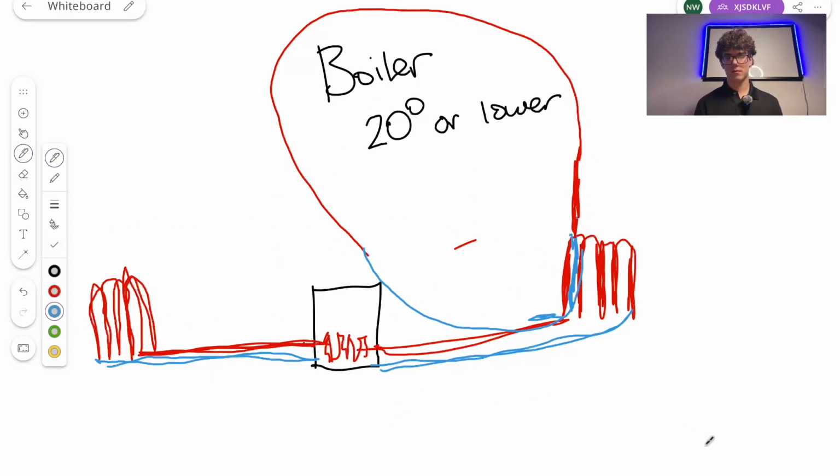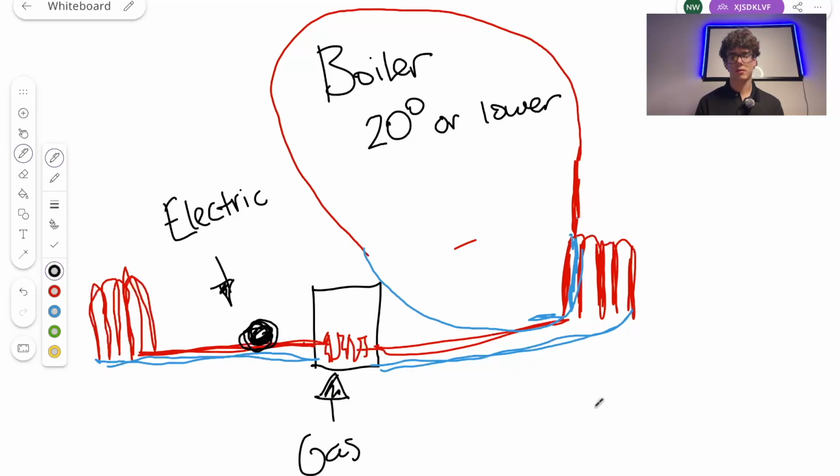So there's also a pump, it's called a circulator pump, that's pushing all the water throughout the house. So the pump's electric, it uses electricity, but obviously the flame part is gas powered.